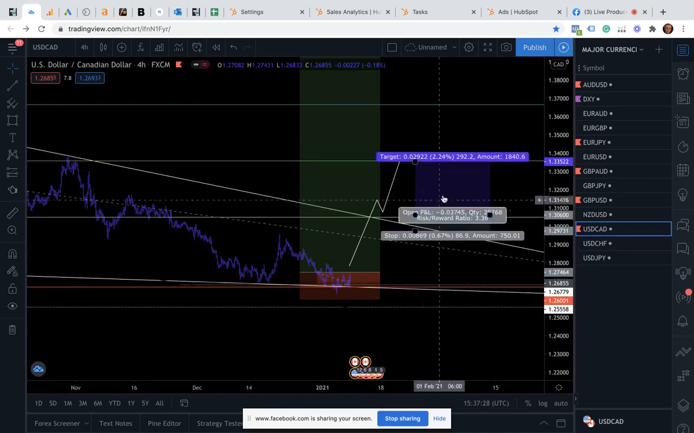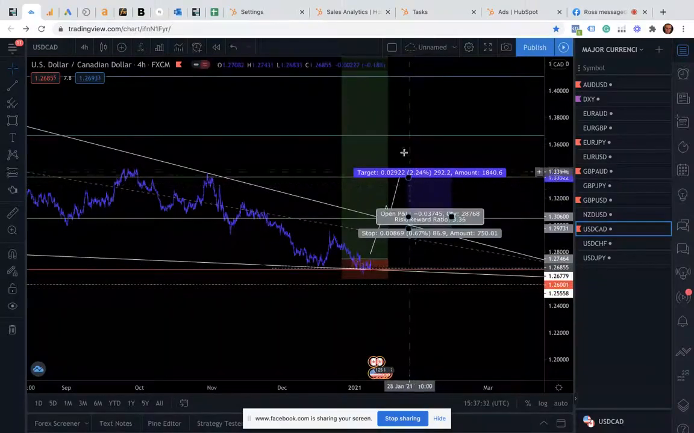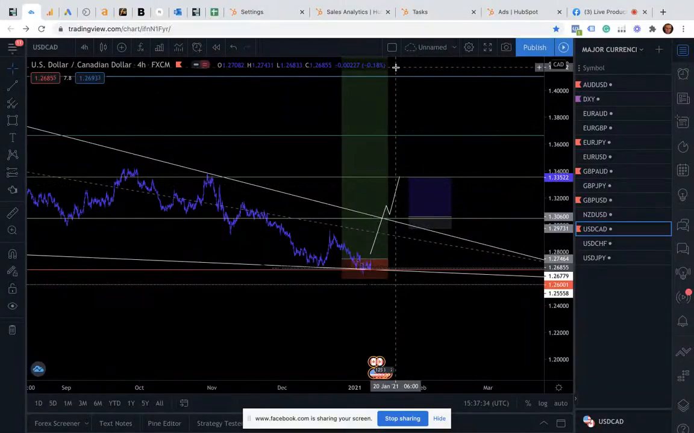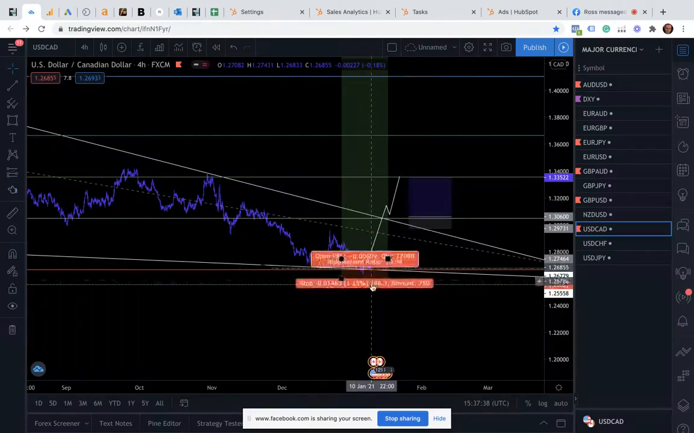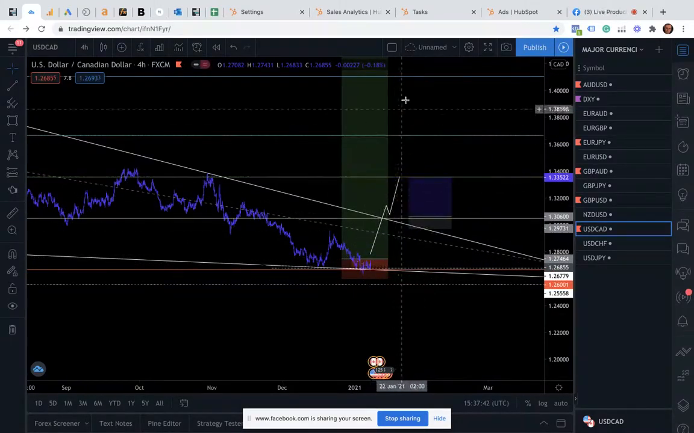And then again, because this is such a big move, we'd be looking to take second positions and third positions and fourth positions as the price started to push back up. Maybe once we get this one stop loss to entry and this one stop loss to entry, we might take a third and a fourth one up here, depending on how far it wants to go.